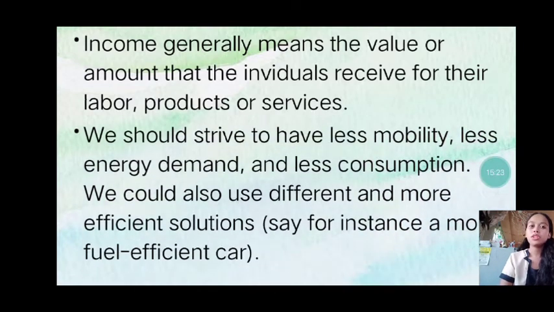So, we should strive to have less mobility, less energy demand, and less consumption. And we could also use different and more efficient solutions. Say, for instance, a more fuel efficient car or other ways as to how we can achieve sufficiency. So we can use renewable energy. We can also use energy efficient appliances.